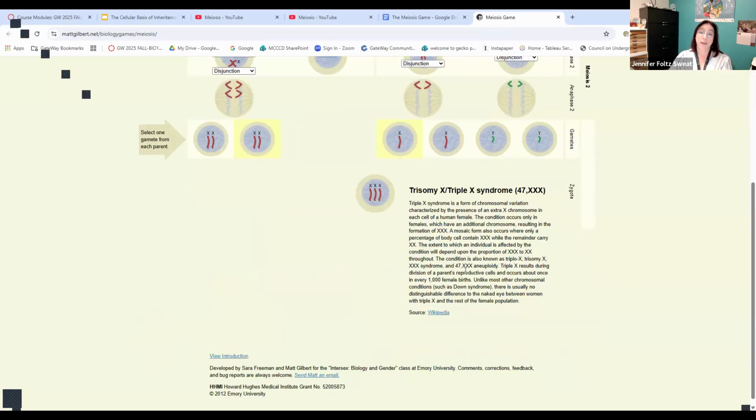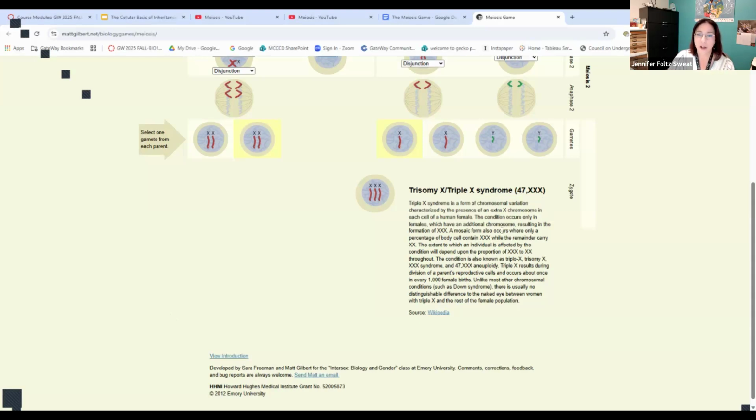You end up with an embryo that has what we call triple X syndrome. 47 means there's an extra chromosome, right? Because normally we have 46, and they are XXX. And so this tells you what happens in a person who's triple X, right?